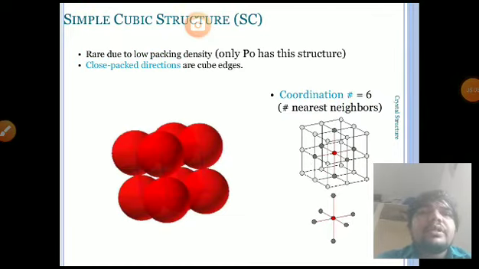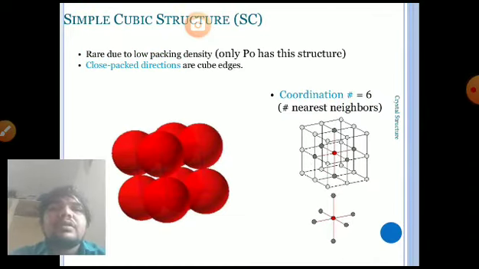Next is the simple cubic structure. Due to low packing density, only polonium has this structure. The close-packed direction is along the cube edges. Coordination number 6 nearest neighboring atoms.